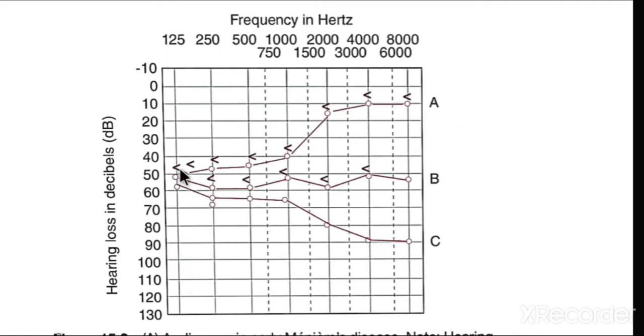So there are mainly three types of curve. That is, the A curve, where the lower frequencies are falling, and this is a rising type of curve. The B type of curve is the flat curve, and this is the falling type of curve.